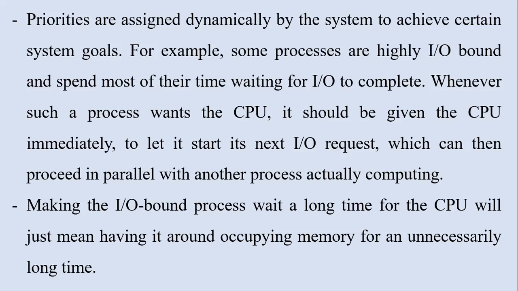Priorities are assigned dynamically by the system to achieve certain system goals. For example, some processes are highly I/O bound and spend most of their time waiting for I/O to complete. Whenever such a process wants the CPU, it should be given the CPU immediately to let it start its next I/O request, which can then proceed in parallel with another process actually computing. Making the I/O bound process wait a long time for the CPU will just mean having it around occupying memory for an unnecessarily long time.